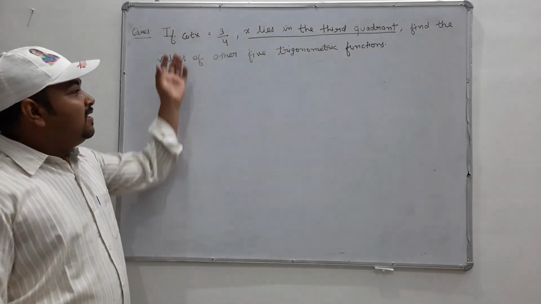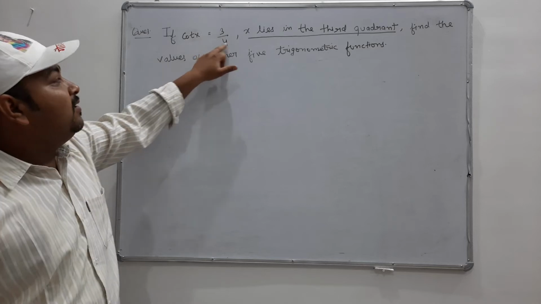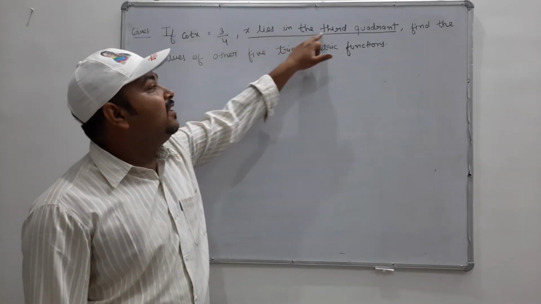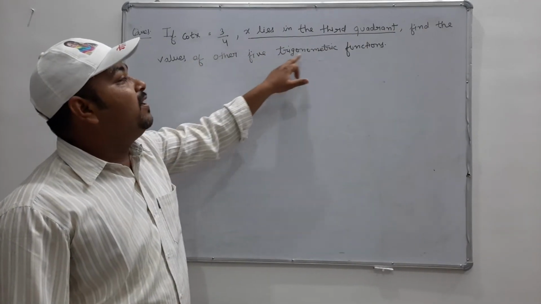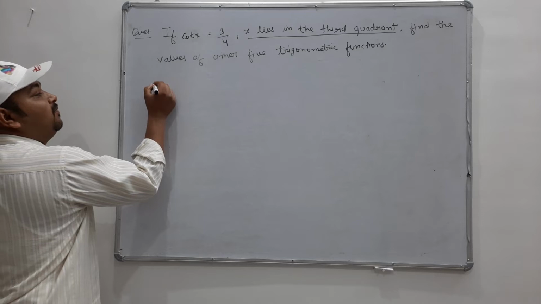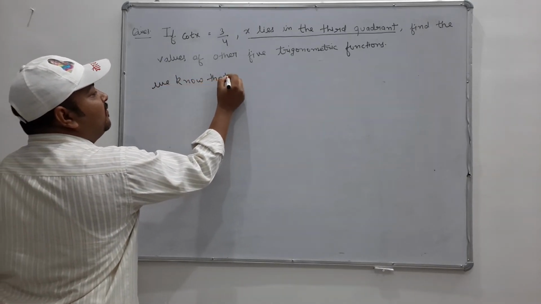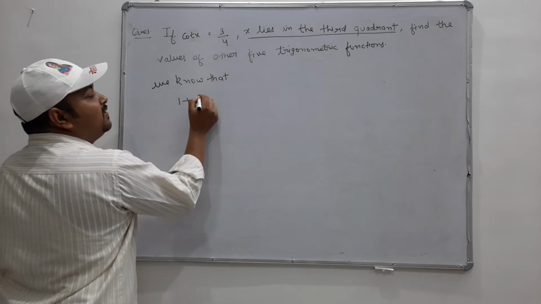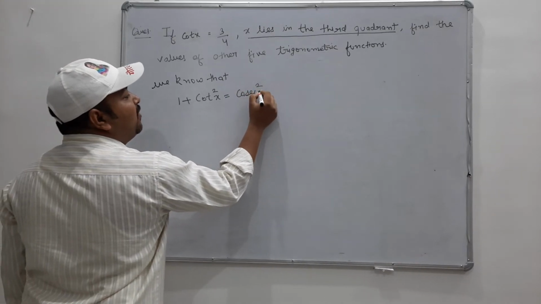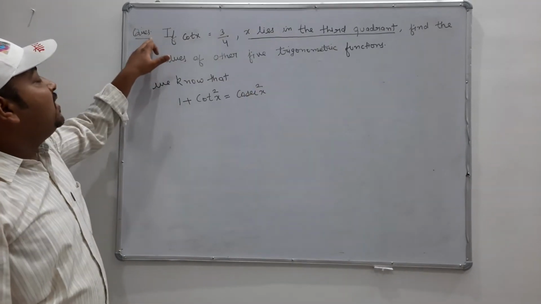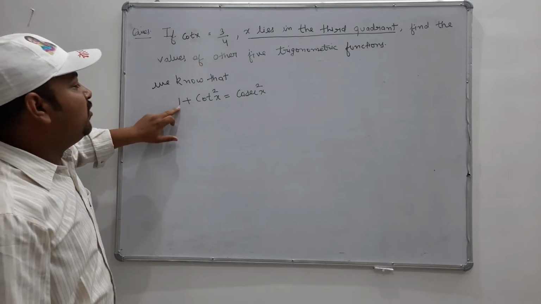Now we will discuss the second question. Cot x is equal to 3 by 4. x lies in the third quadrant and we have to find the values of the other 5 trigonometric functions. So we know that 1 plus cot square x is equal to cosec square x. Here the question is given in the form of cot x, so we will use this formula.